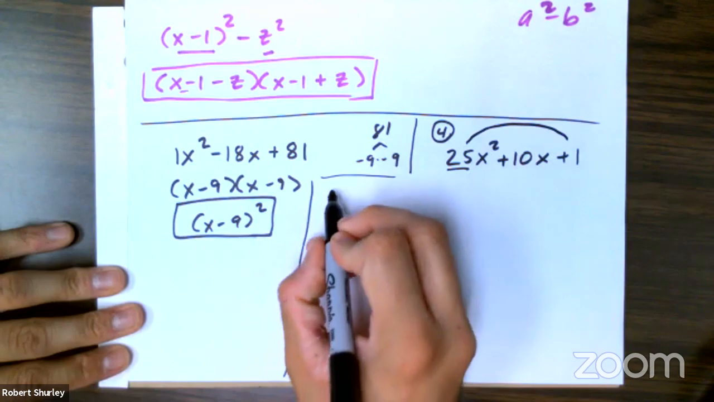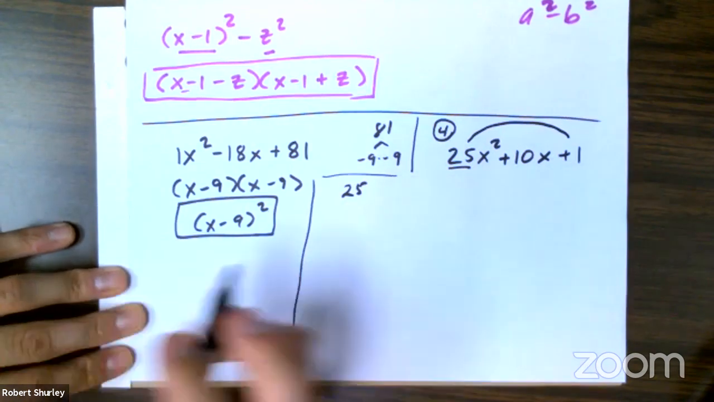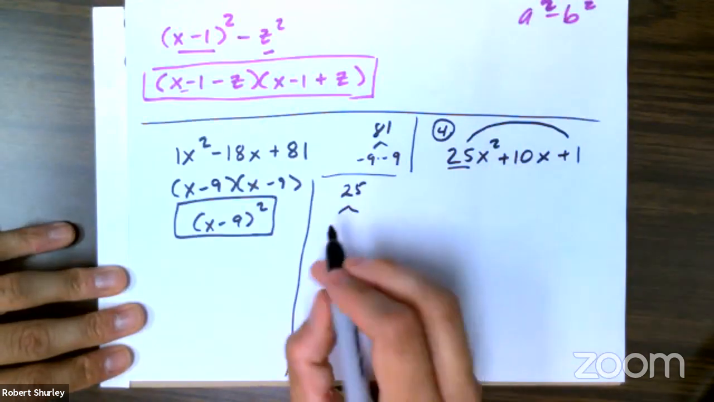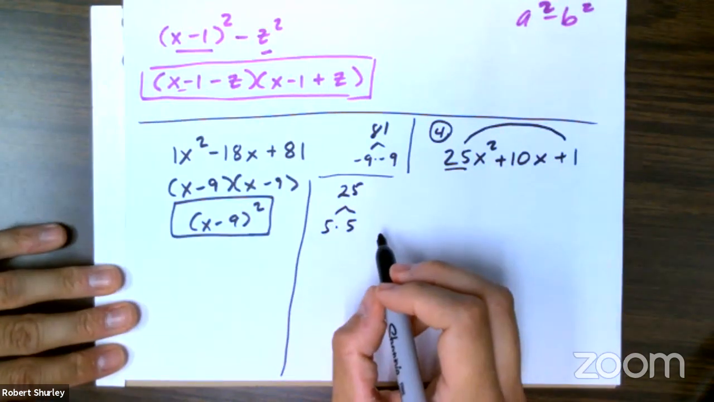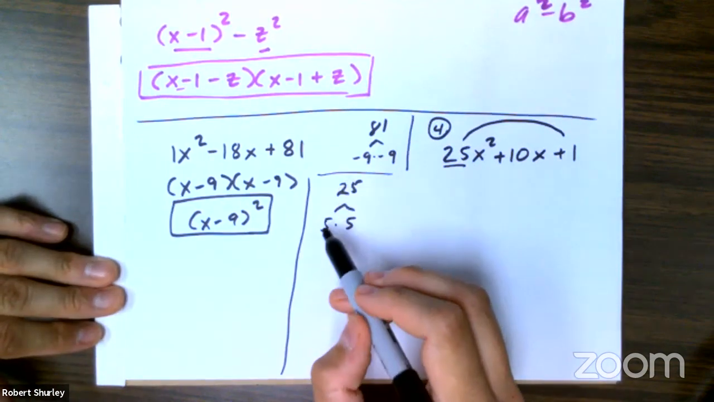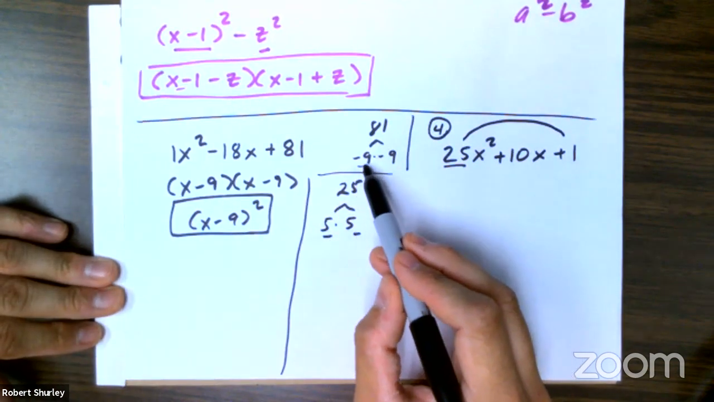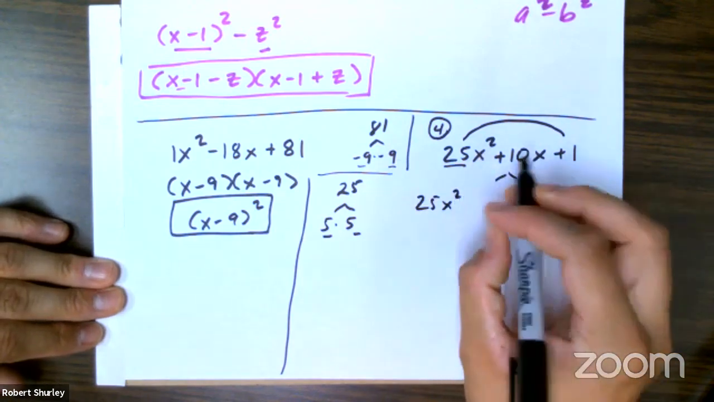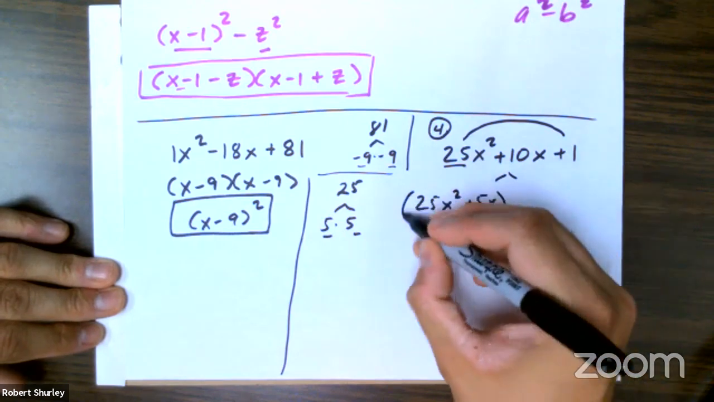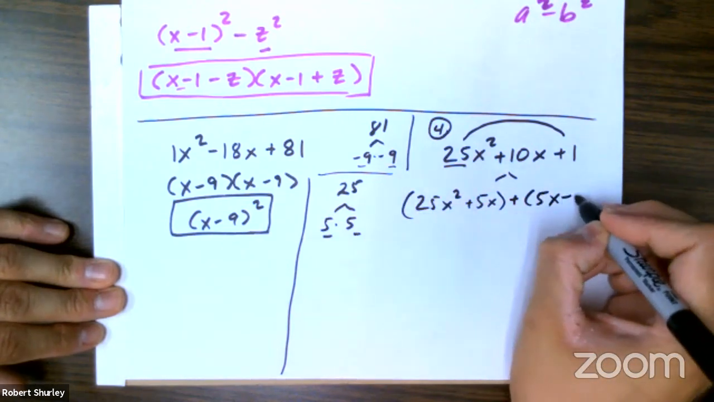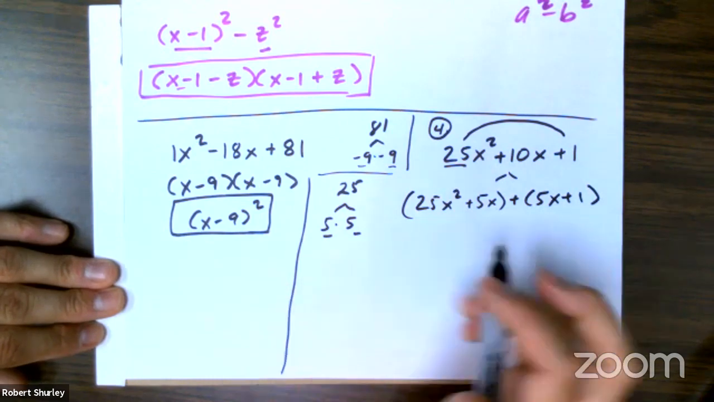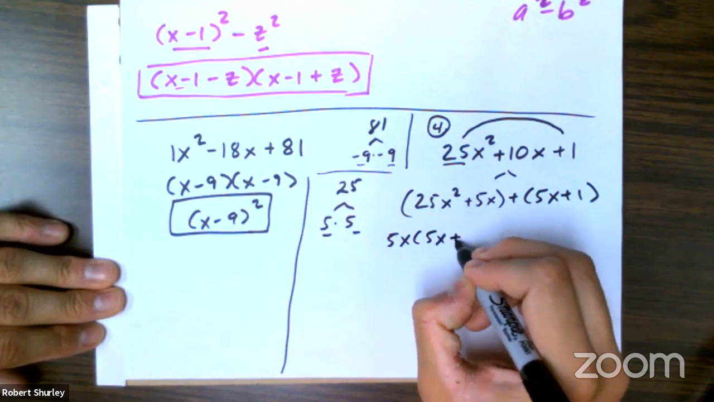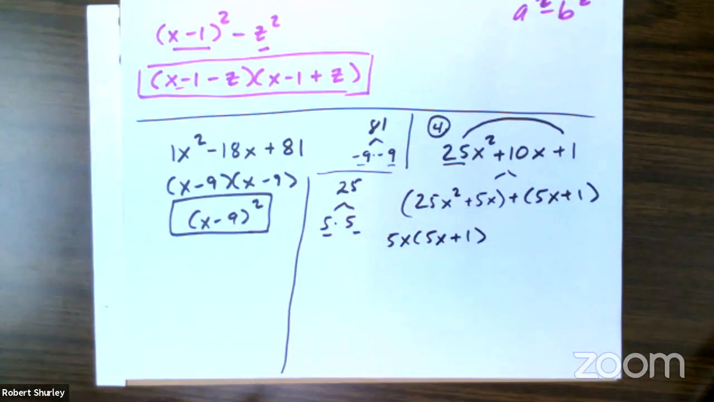25 times 1 is 25. I'm going to put it over here in this little shelf. What times what multiplies to give me 25 and adds up to 10? It's 5 and 5. That's how you know you have a perfect square trinomial, is these two numbers are the same. You see that? So we split this apart and wind up with 25x squared plus 5x, that's my first set of parentheses, plus 5x plus 1. I can factor a 5x out of here, right? And I'm left with 5x plus 1.